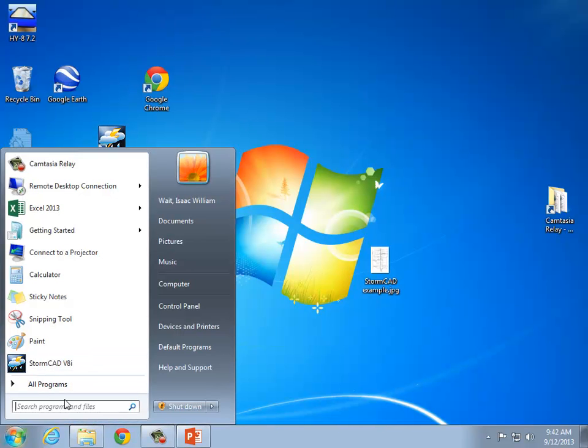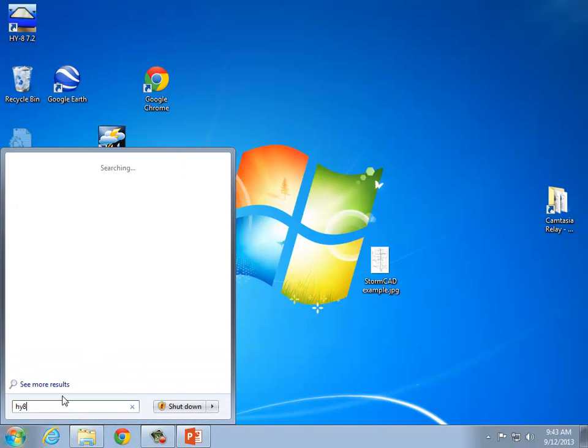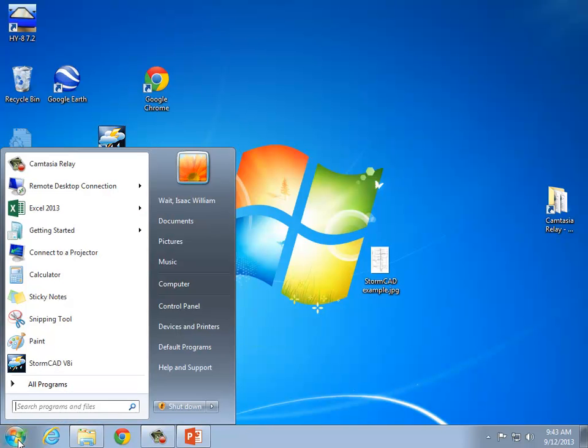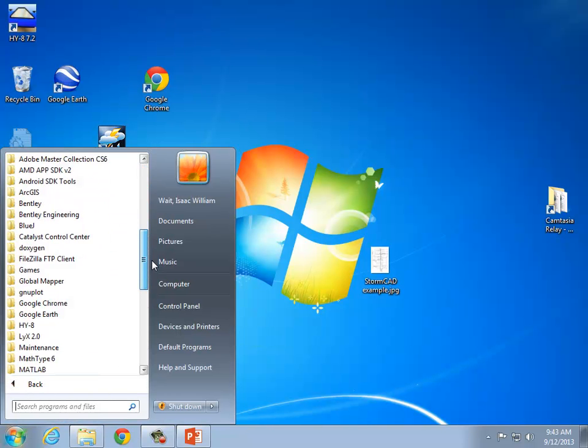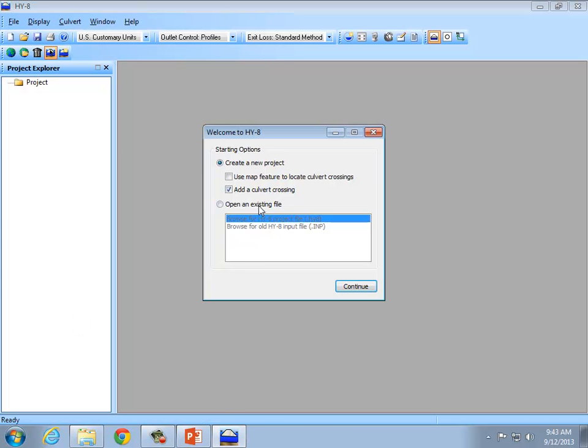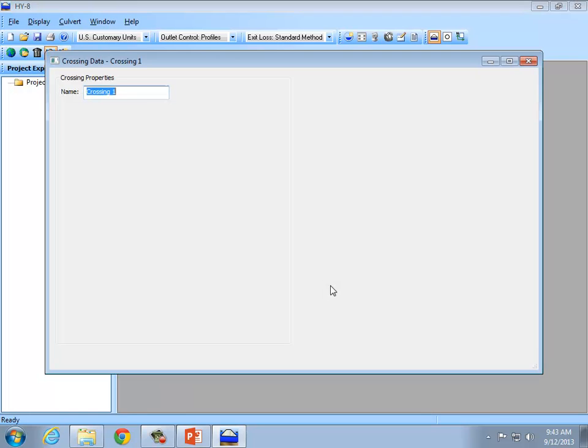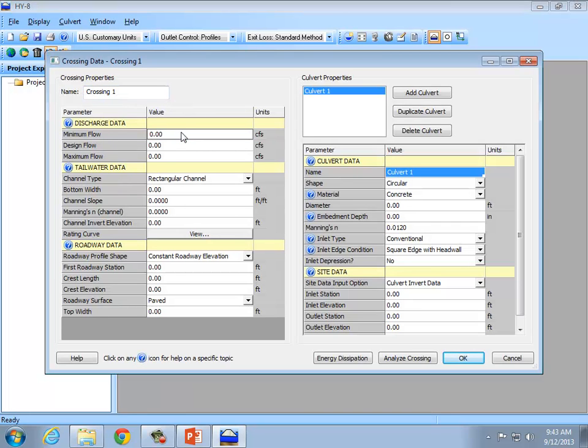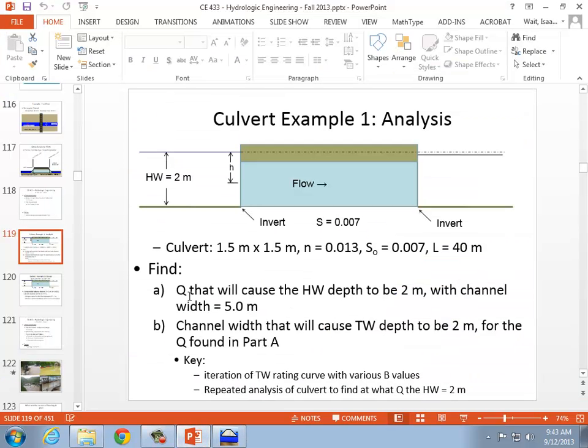Go ahead and turn on HY8. Create a new culvert, start a new project, and add a crossing. The range of flow rates is the first thing. We want to find out what range we're going to be simulating over, and we don't have any idea yet what range of flow rates should be simulated. So we're going to be guessing blind. We're trying to find the flow rate that will cause a headwater depth of 2 meters.